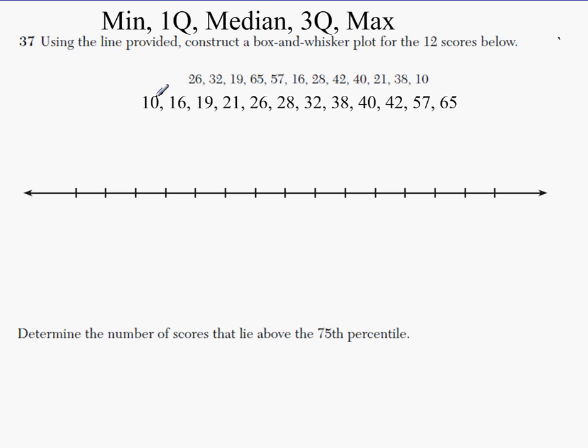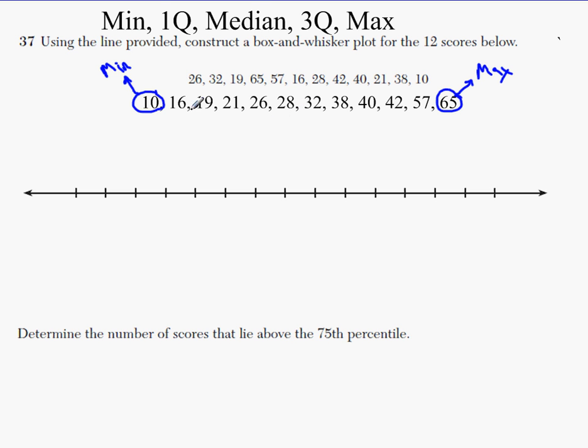The minimum is the first number in the list after you put it in order from least to greatest, and the max is the last number in the list. So we identify the minimum and the max. Now we have to identify the median.